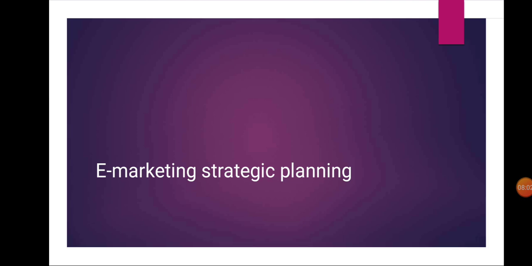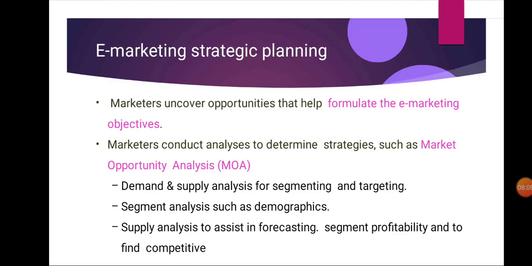So moving further, e-marketing strategic planning. Marketers uncover opportunities that help formulate the e-marketing objectives. Marketers always look for opportunities, and those have to be identified, and for that we have to formulate the objectives to achieve them. Marketers always conduct analysis, especially market opportunity analysis, where they come to know the demand, the supply analysis, and how to go about segmenting and targeting the customers.